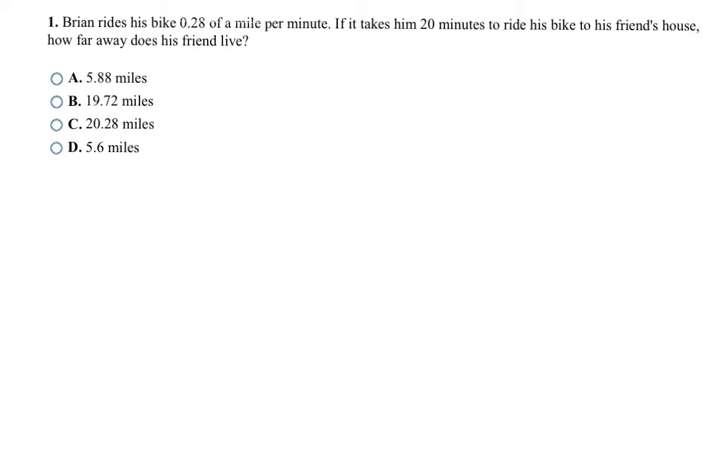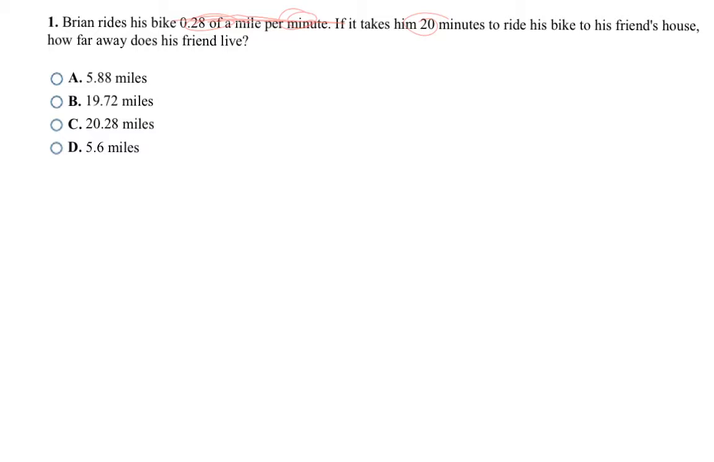So this here says 0.28 of a mile per minute. So that means for every 1 minute he's biking, he's going 0.28 of a mile. So around 1/4 of a mile, just a little over. So if you're trying to figure out what he goes in 20 minutes, that's going to be a bigger number.